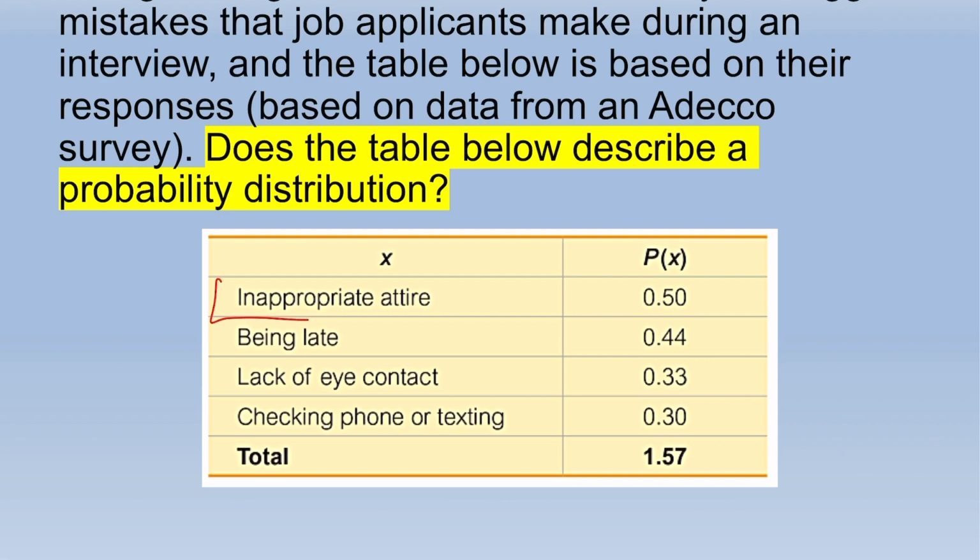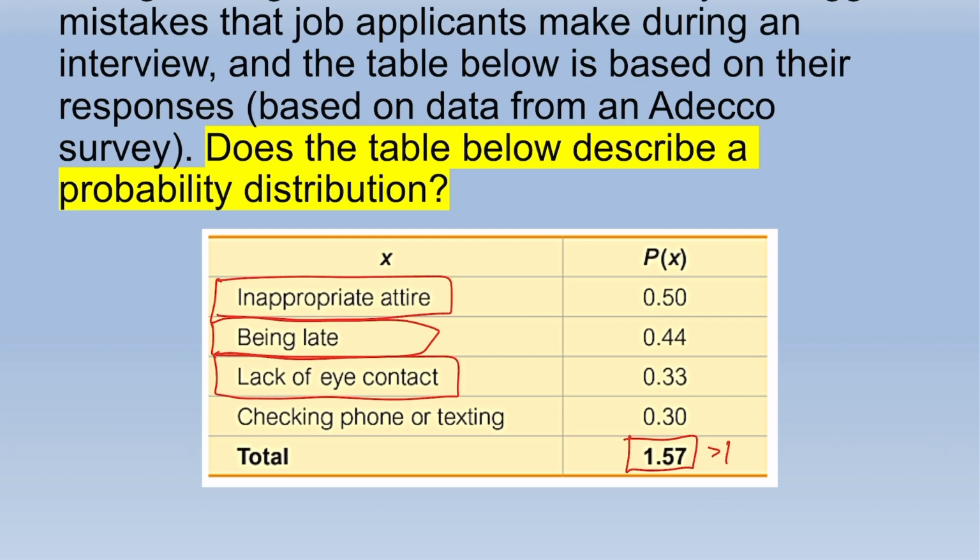No. X is categorical. It's a categorical random variable. And so categorical random variables do not have distributions that we will be discussing in this class. So this does not describe a probability distribution. And there's another reason it doesn't. The probabilities sum up to 1.75. That's greater than 1. You can't have that.